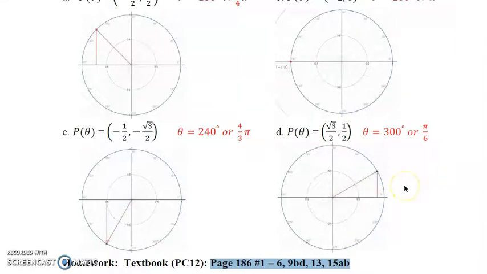All right, so that's it for the trigonometry unit. All right, so next we're going to move into chapter 6, rational equations and expressions.